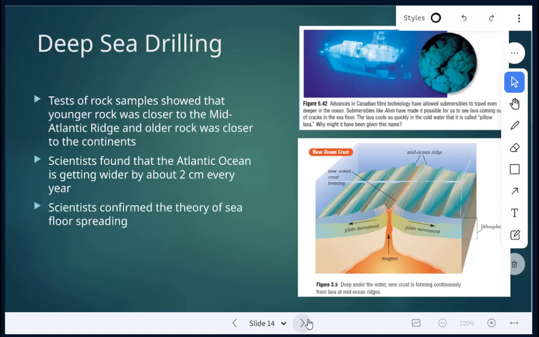In deep sea drilling, tests of rock samples have shown that younger rock is closer to the Mid-Atlantic Ridge and older rock is closer to the continents. Scientists found that the Atlantic Ocean is getting wider by about 2 centimeters every year, which confirms the theory of seafloor spreading. Here we see plate movement deep underwater. New crust is continuously forming from the lava at the mid-ocean ridges.